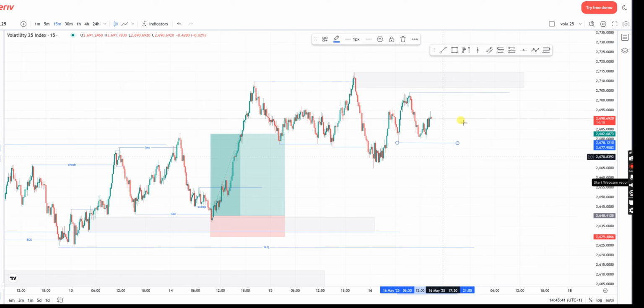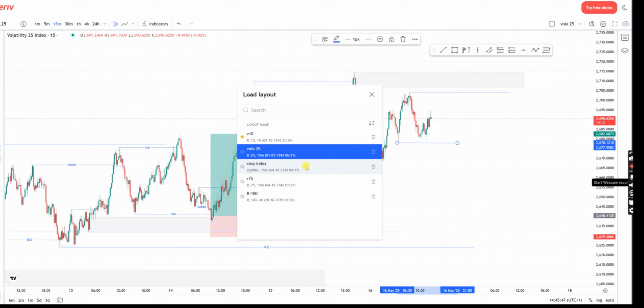So what are we expecting now? We have the buy on, looking for a buy on index.